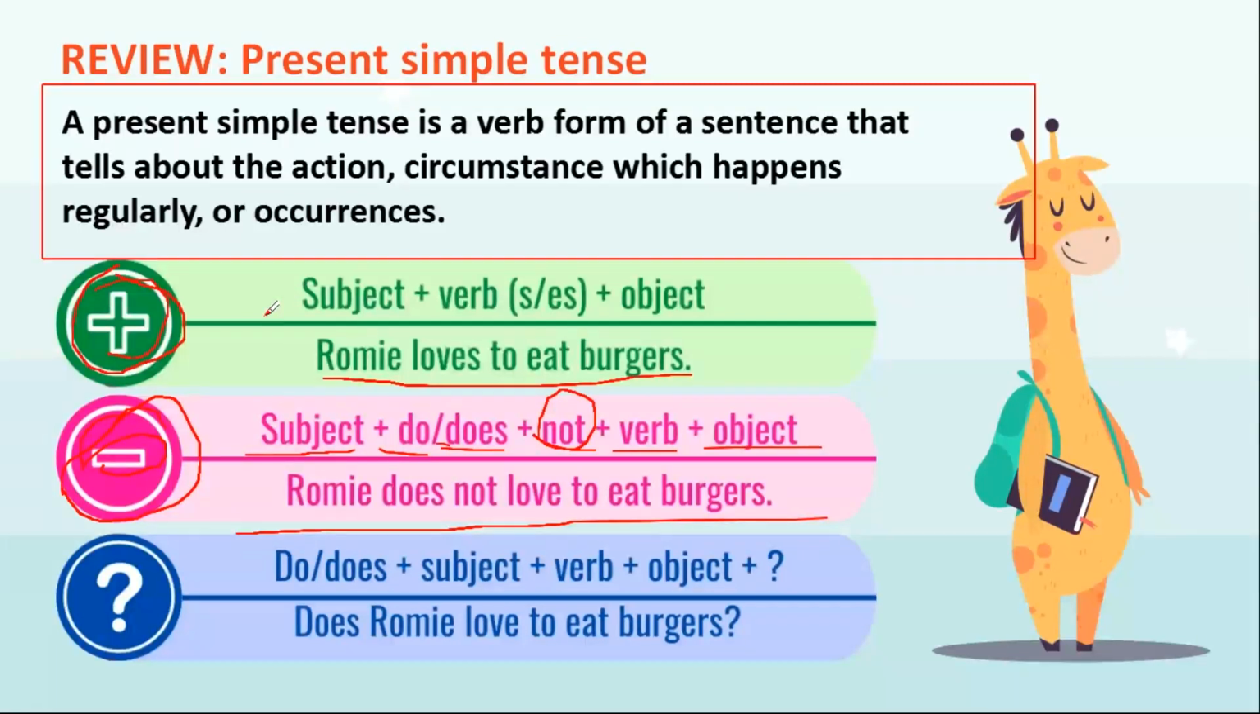Okay, very good. So how about this one, Kim? When you see this symbol, what is that sentence? The subject is Romy. What is that sentence when you see that question? The sentence is do/does, subject, verb, object. Does Romy love to eat burgers?